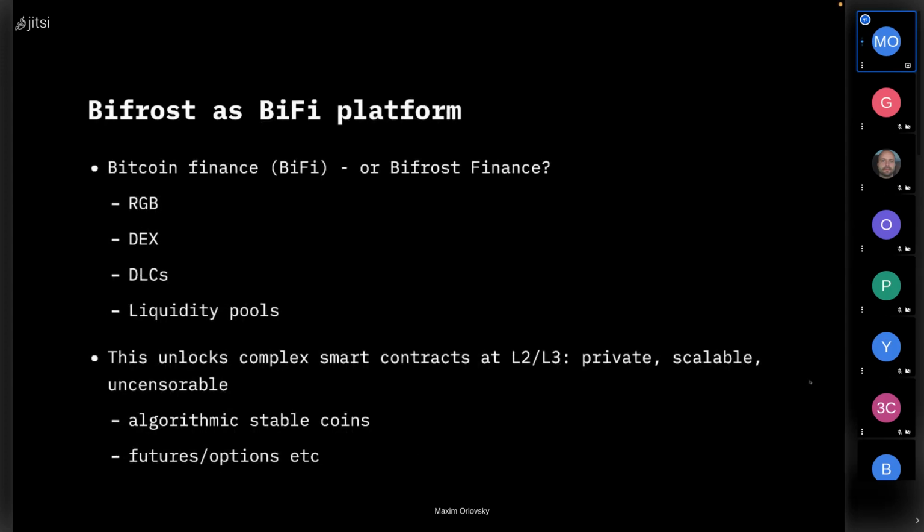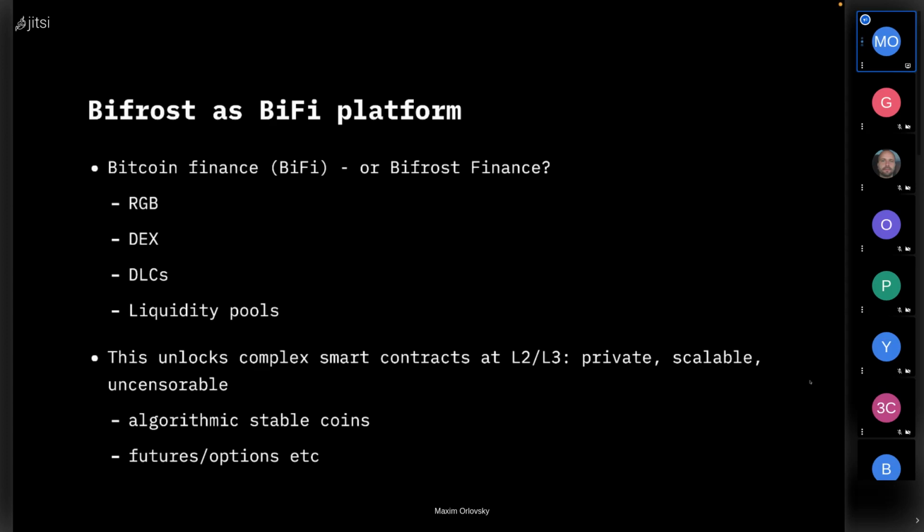Of course, additionally, because Bifrost is not just a Bitcoin-based network, but also works with RGB and other forms of smart contracts possible on Bitcoin, we see Bifrost as a BFI platform. The term BFI stands for Bitcoin Finance, or even Bifrost Finance. We have discussed a lot of BFI applications on the previous two calls devoted to RGB. You can dig into that.